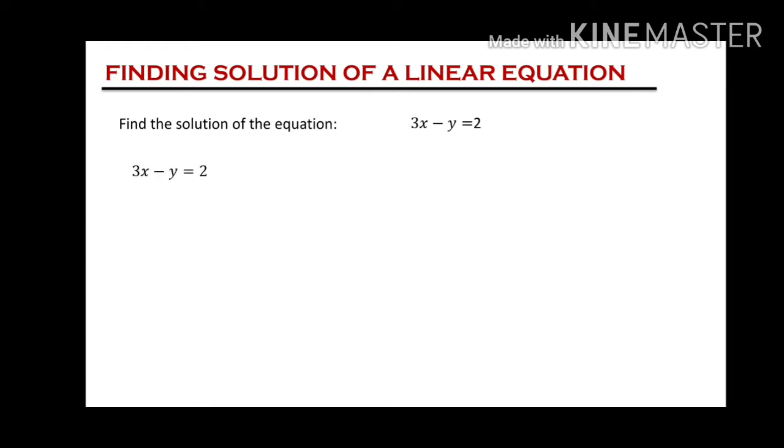Now, 3x minus y equals 2, we will write y in terms of x. So, we can write it as y equals 3x minus 2. We have just shifted them. Okay, y in one place and 3x and 2 on the right side.